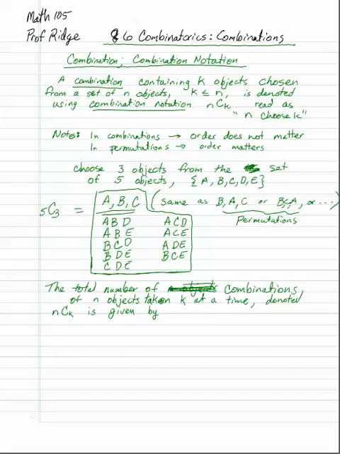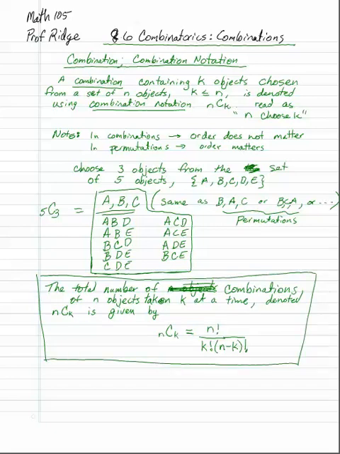So the total number of combinations of n objects taken k at a time, denoted nCk or n choose k, is given by this formula: n choose k equals n factorial over k factorial times n minus k factorial. The book has an alternate one, but this is all you need to know.